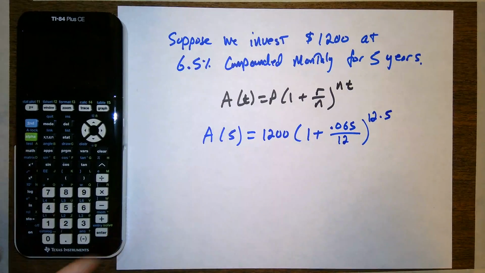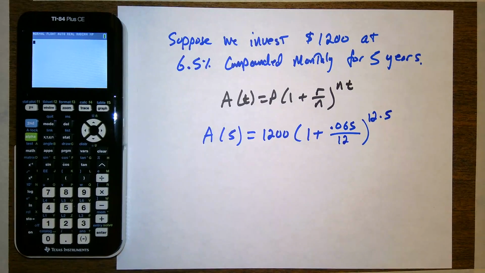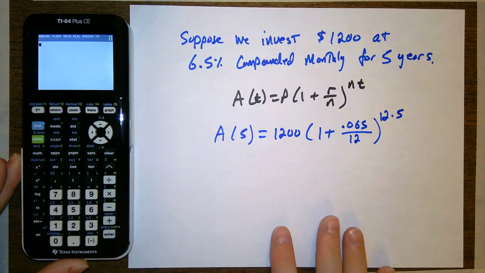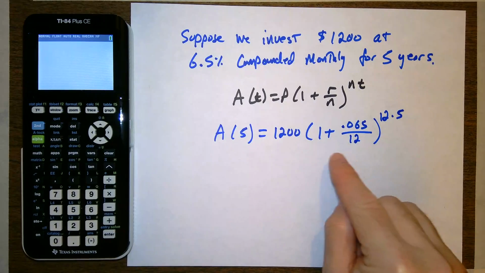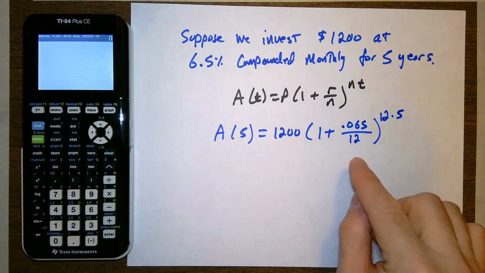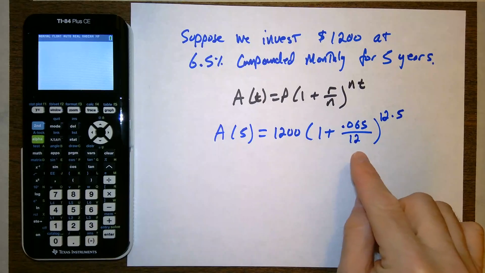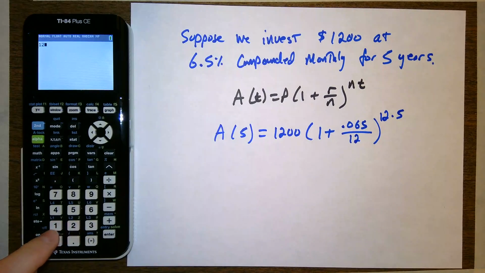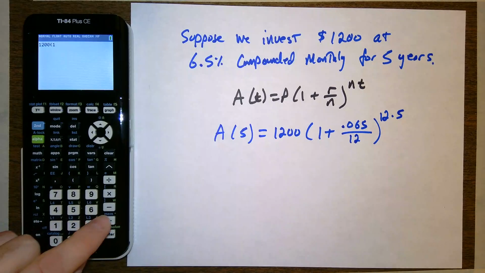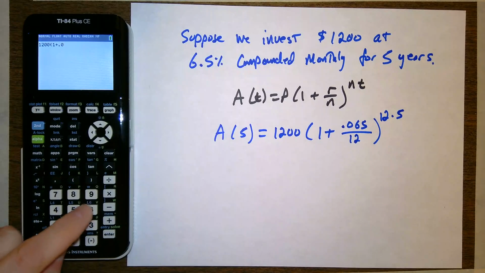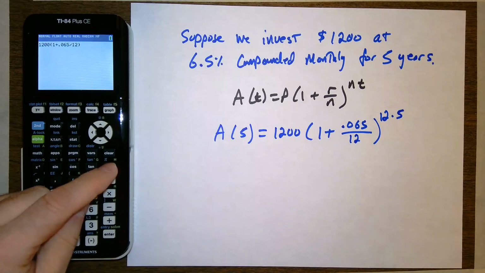I'm going to put things in on my calculator now. And I can put this all in one step. We'll see later the annuity formula and some of the other formulas, big horrible formulas, and we might want to be a little bit more careful. So 1,200, open parentheses, 1 plus 0.065 divided by 12, close parentheses, to the power of.